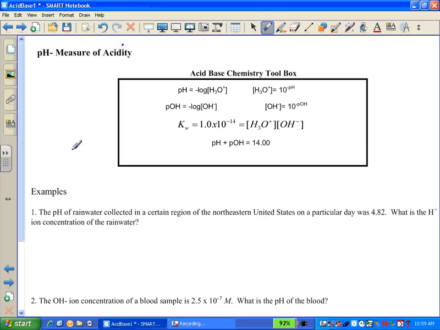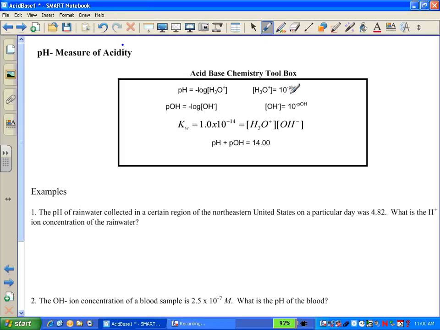Let's look at a few examples here. The pH of rainwater collected in a certain region of the northeastern United States on a particular day was 4.82. What is the H plus ion concentration of the rainwater? Okay, if you look to the toolbox, we're looking for the hydrogen ion concentration.